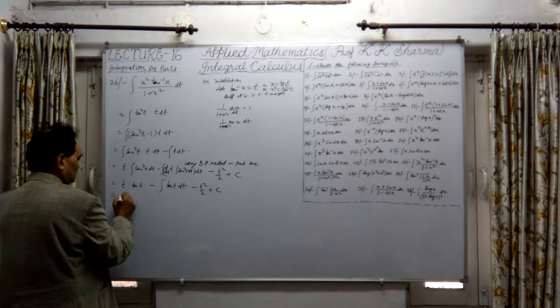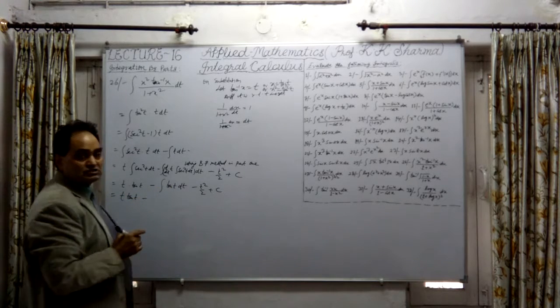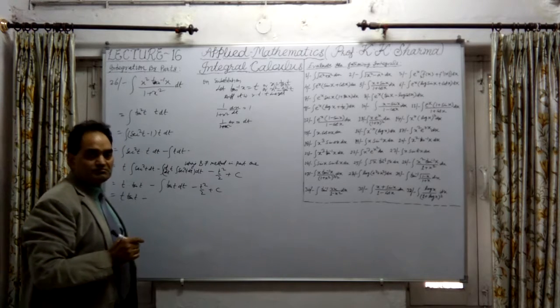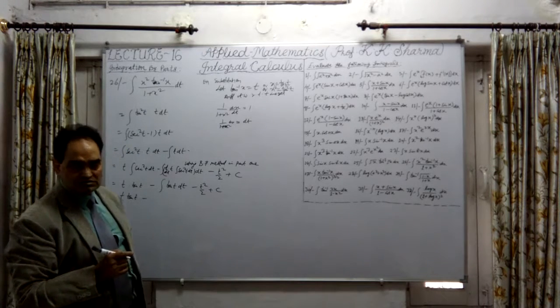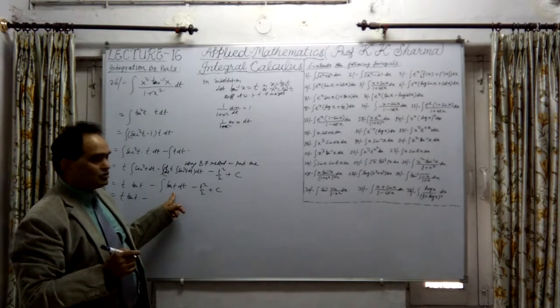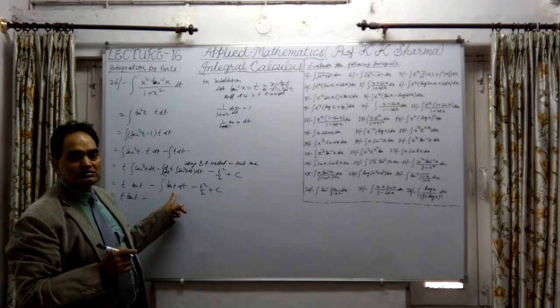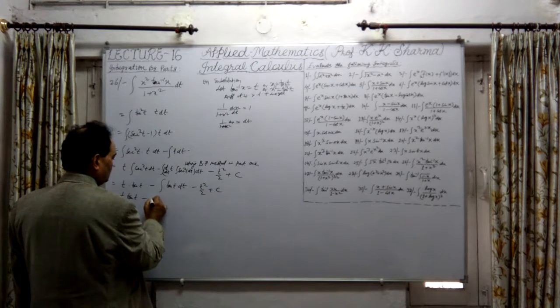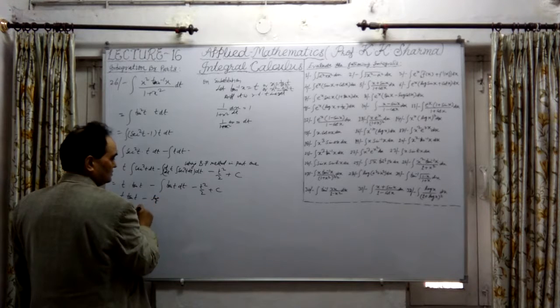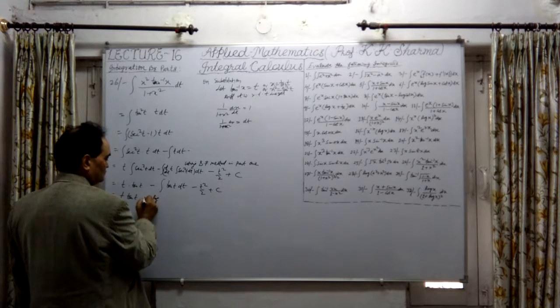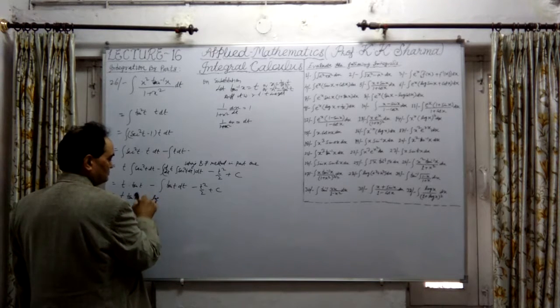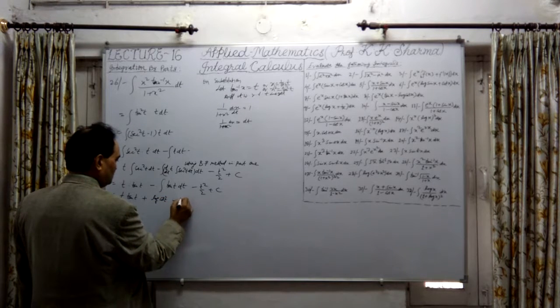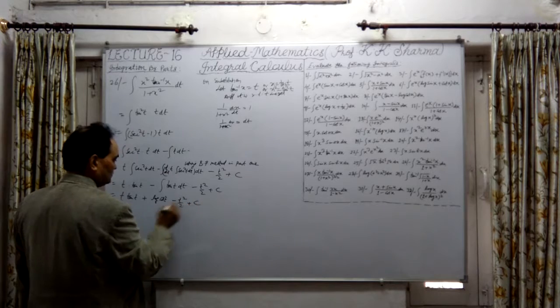Now this is t into tan t minus integration of tan t. You know that it is minus log cos t, or it will be log secant t. If I write positive, then minus plus, this is log of cos t, minus t square upon 2 plus constant of integration.